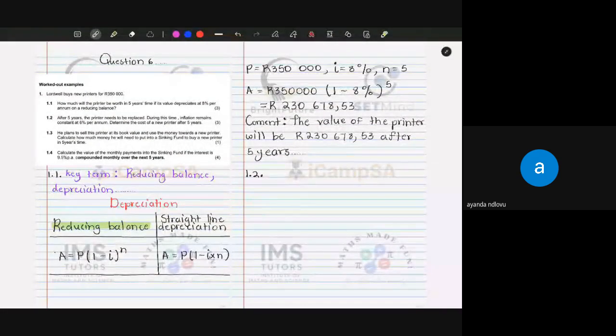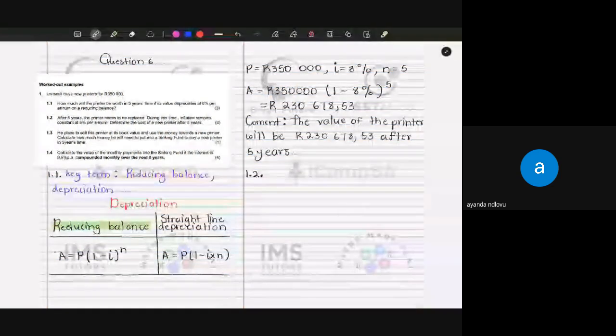So when you look at 1.2, they say after 5 years, the printer needs to be replaced. They like these problems, guys. During this time, inflation remains constant at 6% per annum. Determine the cost of a new printer after 5 years. So what happens, guys, here? What does inflation do to a product? It increases its price. Yep.